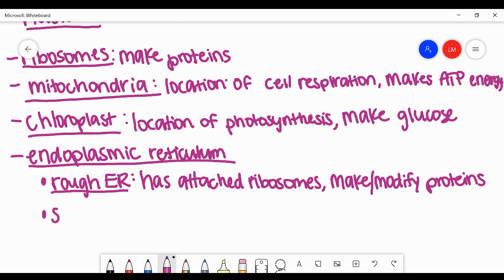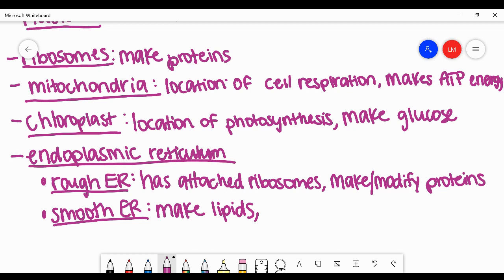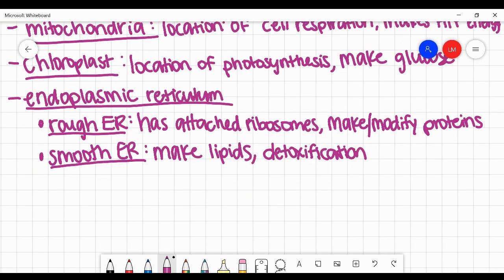There is also a smooth endoplasmic reticulum, and it is called smooth because it does not have ribosomes. The job of the smooth ER is to make lipids, and it helps with detoxification. So in places in our bodies where detoxification takes place, like in the liver, those cells will have lots and lots of smooth ER. Couple more cell parts to go.